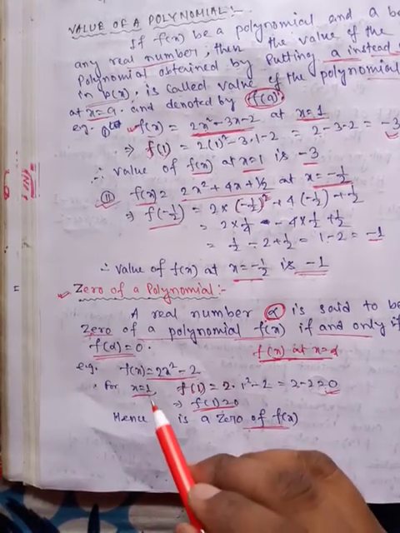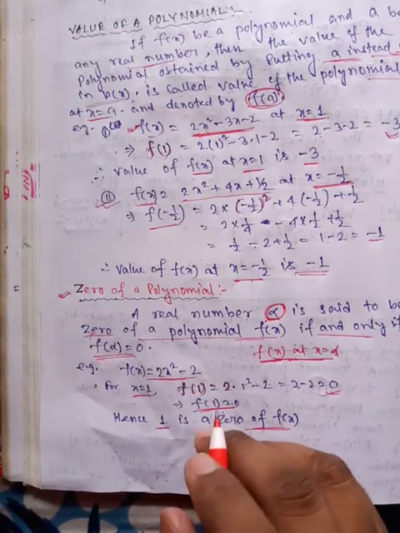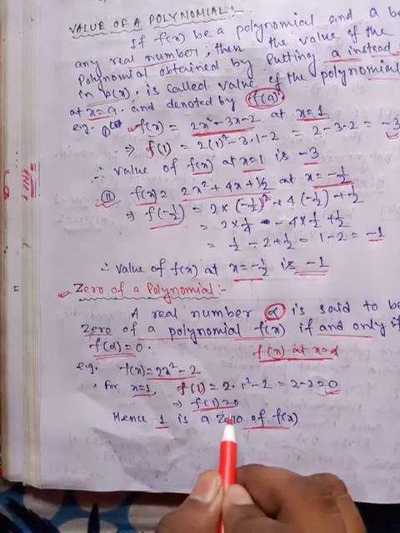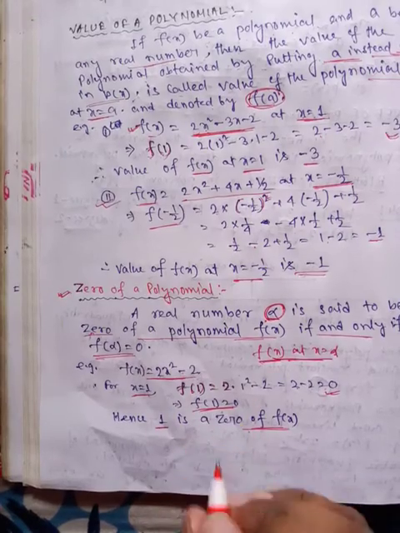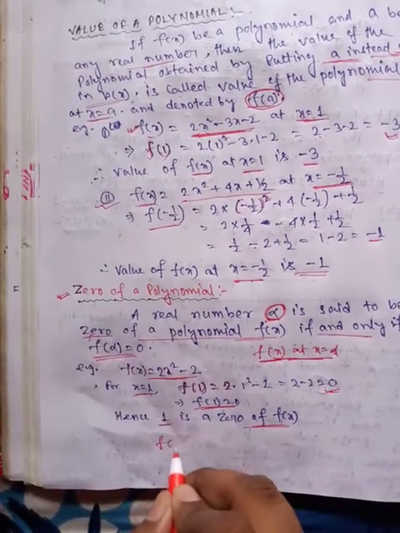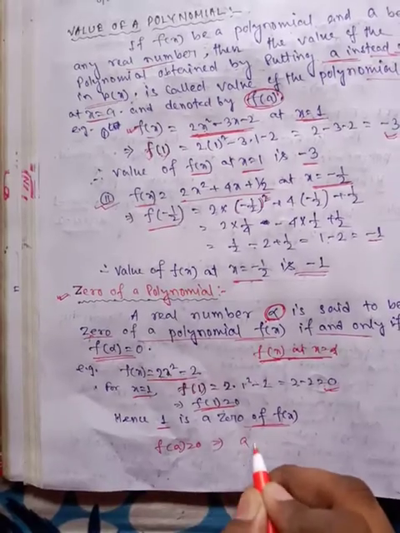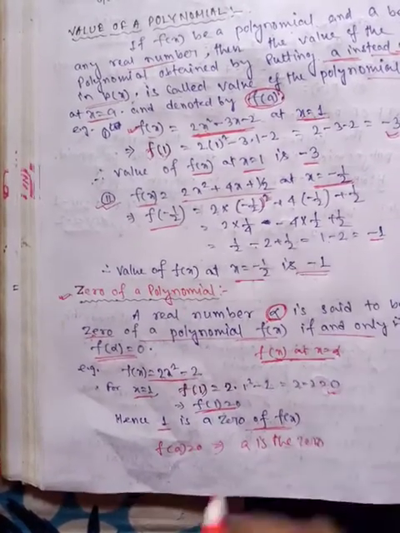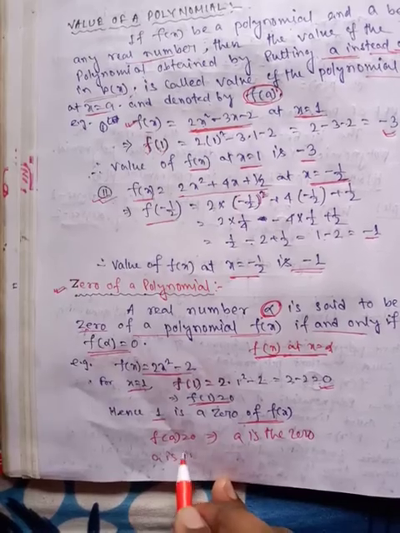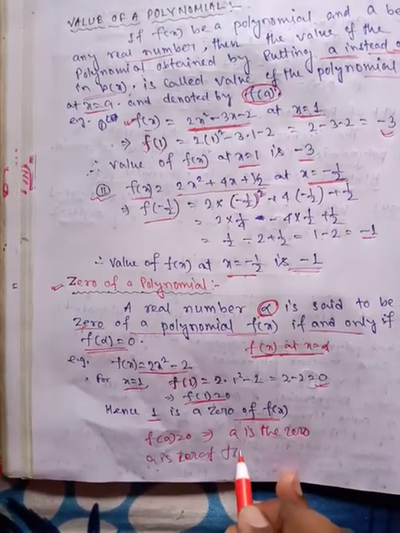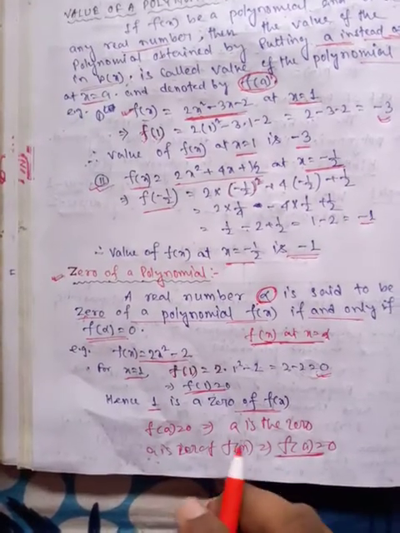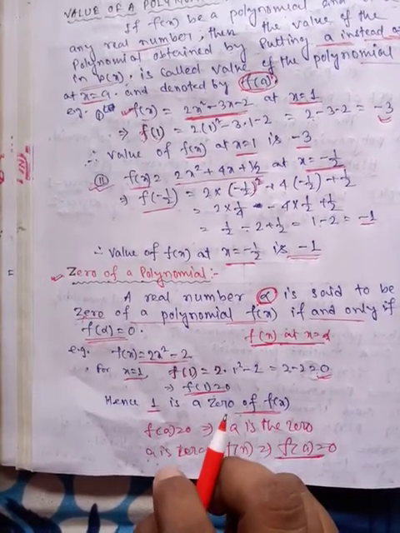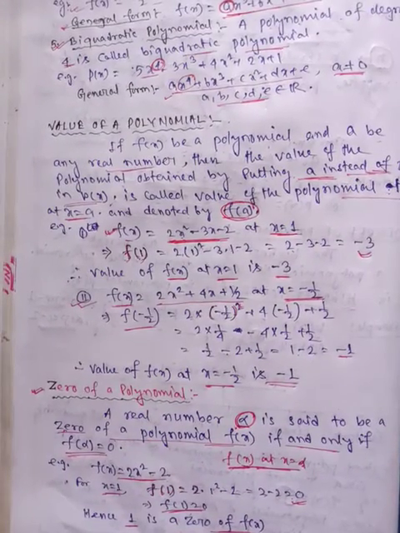And the converse is also true. If f of a equals 0, then you can say a is a zero. And similarly, if a is a zero of f(x), then f of a should be 0. Okay. So now we have discussed some topics about polynomials.